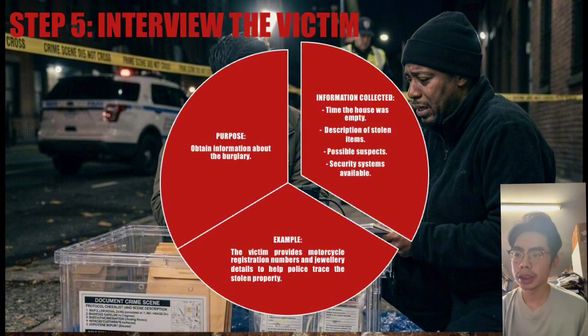Step 5 is to interview the victim. The purpose is to obtain information about the burglary. The information collected includes the time the house was empty, a description of the stolen items, possible suspects, and the security system available. For example, the victim provides the motorcycle registration number and jewelry details to help police track the stolen property.